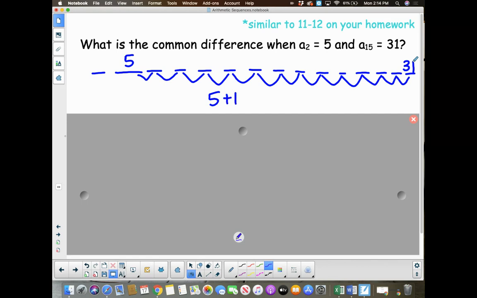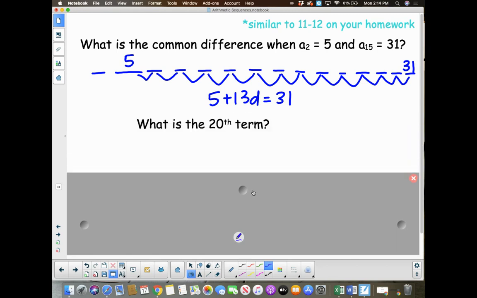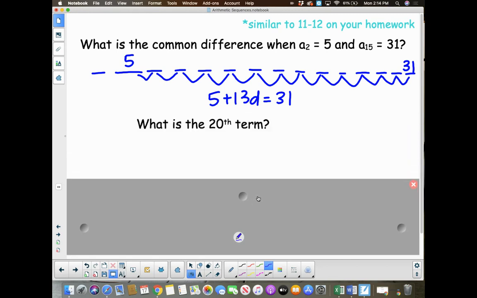5 plus 13d equals 31. And you can figure out your common difference from there. And notice how the question is, they just want to know the common difference. They then could turn around and ask you what is the 20th term.